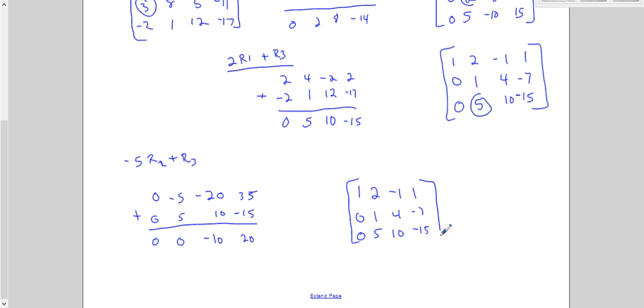And when you look at this, I got to replace the row 3. Okay.